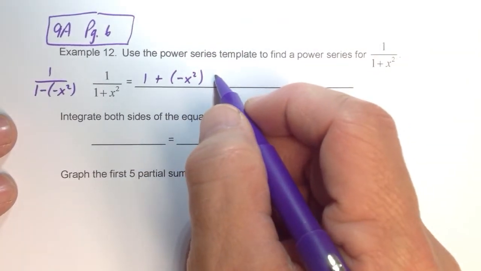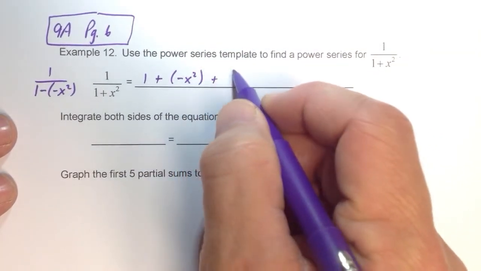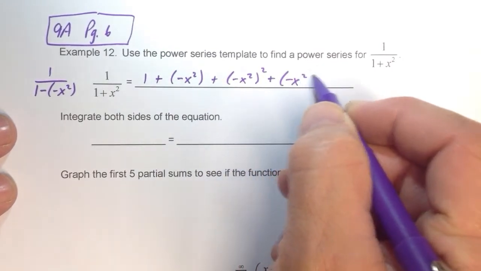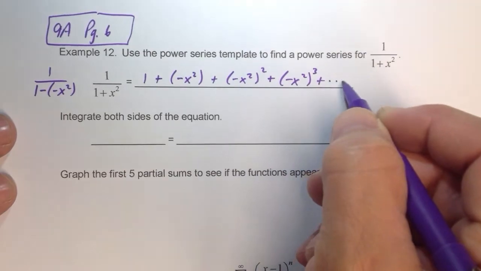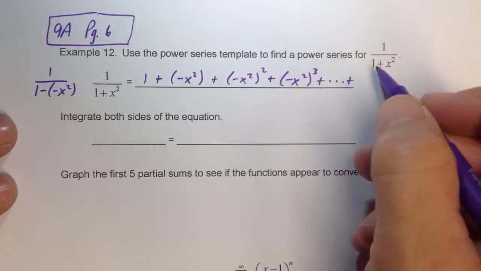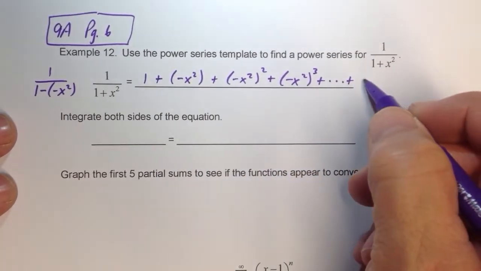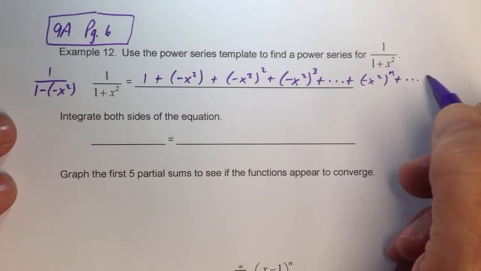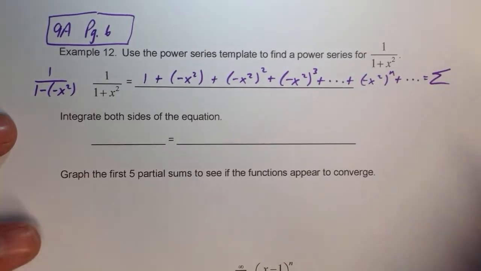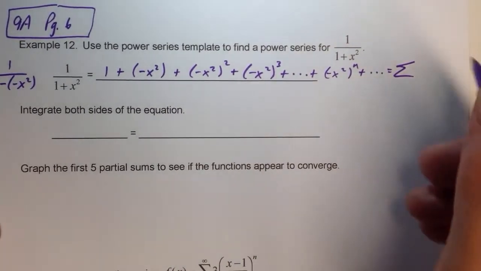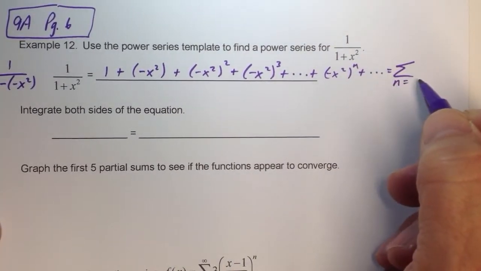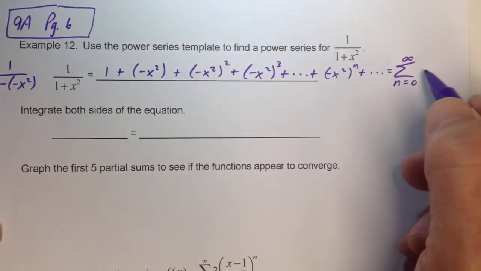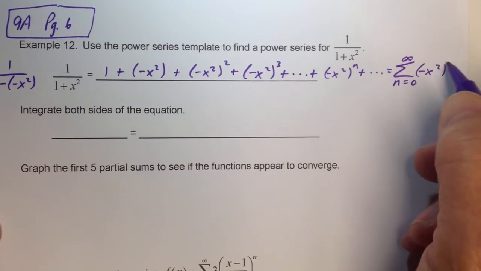So we have 1 plus negative x squared to the first power, plus negative x squared to the second power, plus and so on, and we are getting really good at this, hopefully. Plus the nth term, negative x squared to the nth power, plus dot dot dot, equals, let's make sure we have room for that, the sigma notation. We're going to start n at 0, go to infinity, and use negative x squared to the nth power.